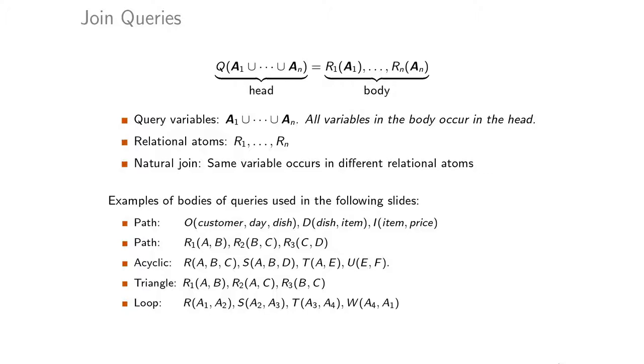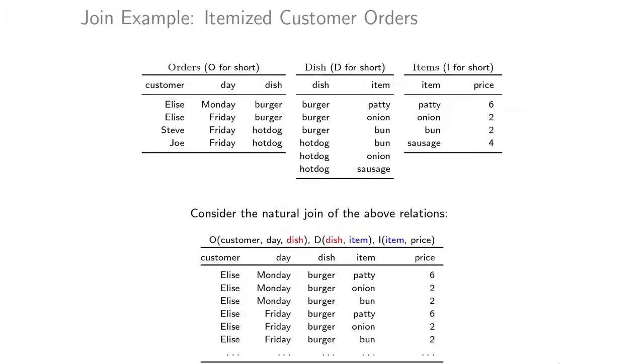Good. So I will show you now how to do query evaluation, at least what it means to do query evaluation for one of our queries. I take the query with orders, dish, and items. I give here some tuples that should make sense, like customer Alice on the day Monday ordered this dish, burger. Now, the dish burger has these particular items as components: patty, onion, and bun. And in the other relation, we store the prices. Patty has a certain price, onion another price, and bun another price, and so on and so forth. So we have such information.